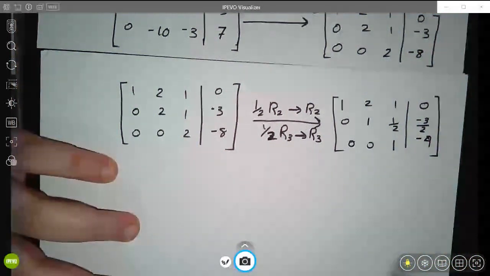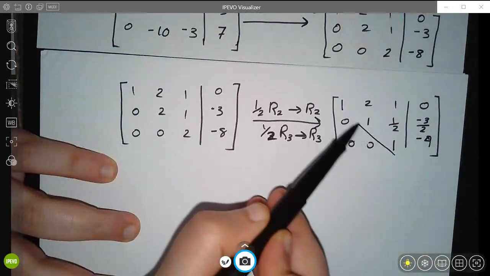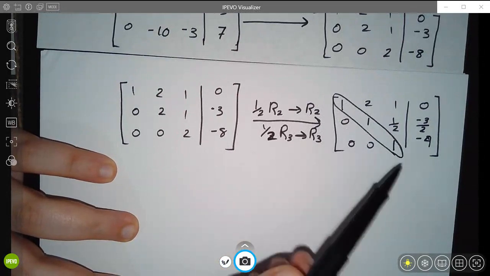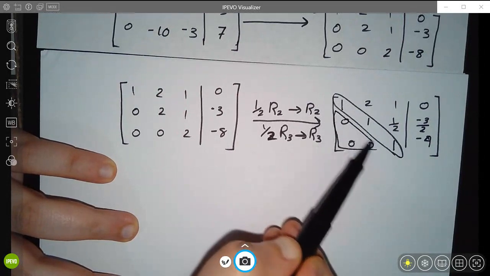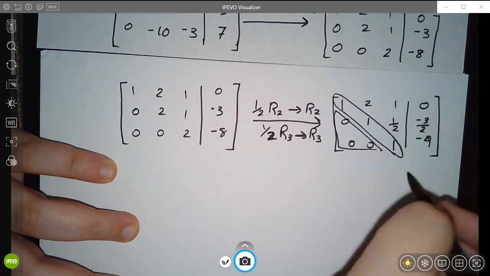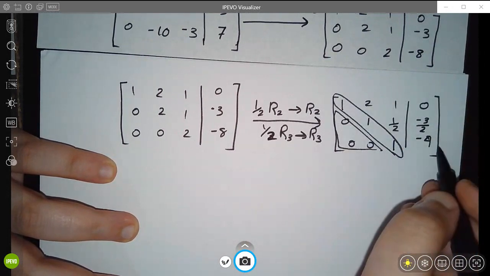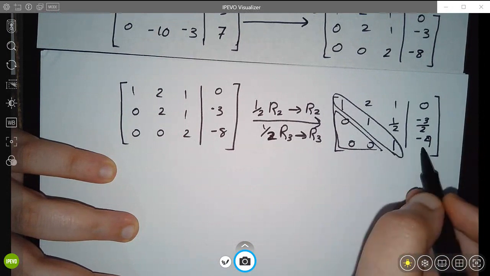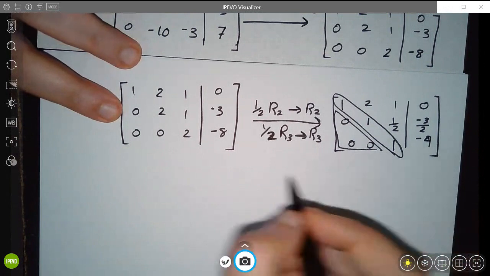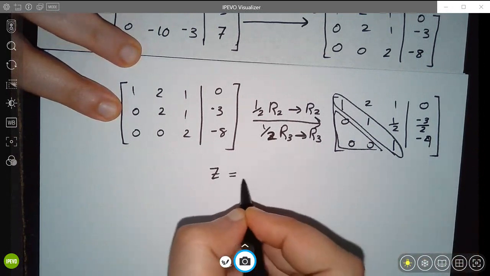So from this point, as you can see, I have my line of 1s right there, and I have the triangle of 0s. We're done. It's like, okay, this is the z column, right? And this is the third equation. This tells me that z is what? It's -4. So I already know what z is. Z is -4.